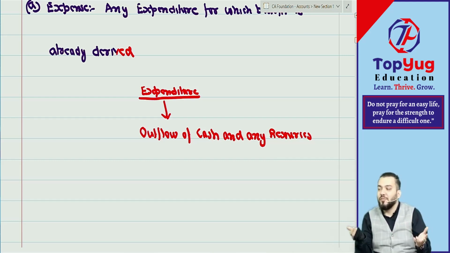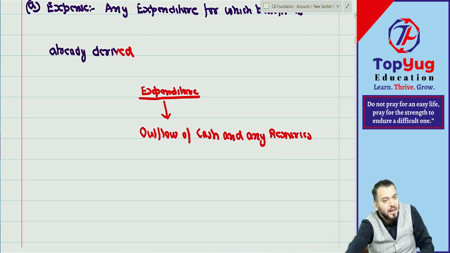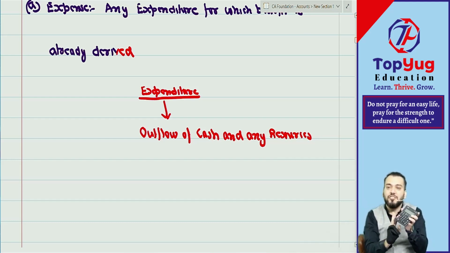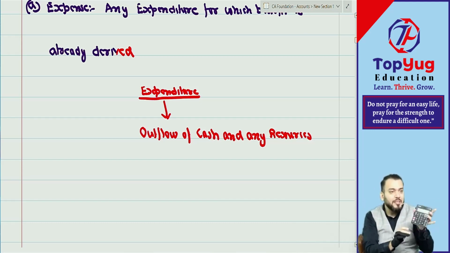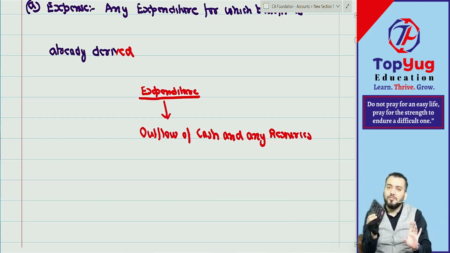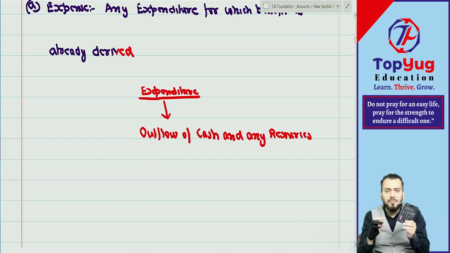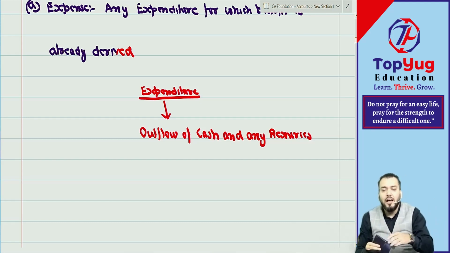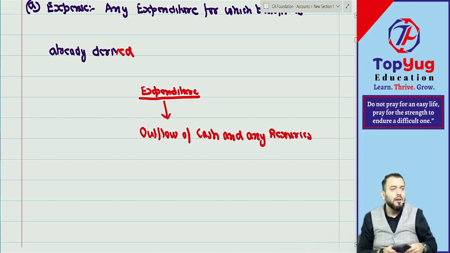Whatever we are using, from that we are receiving some benefit. I purchase this calculator. Why do I purchase? Because I know I will use it in the class and I will derive some benefit. If I am not using it and no benefit is derived, I will not purchase it. I purchase this camera because I know I will get some benefit.